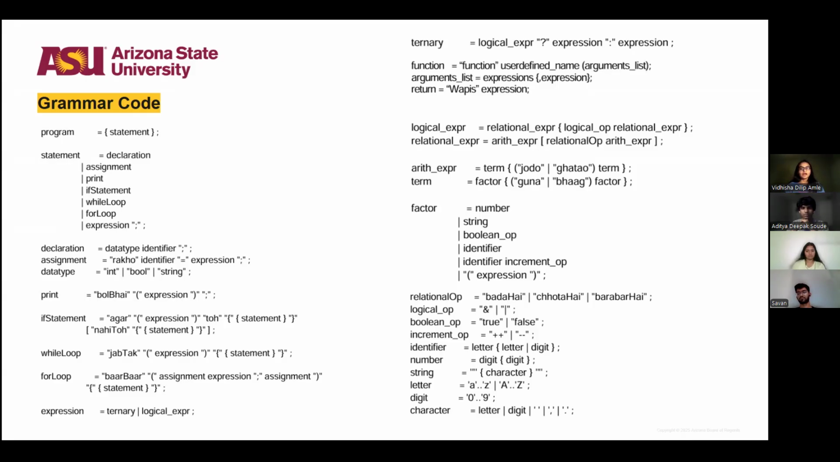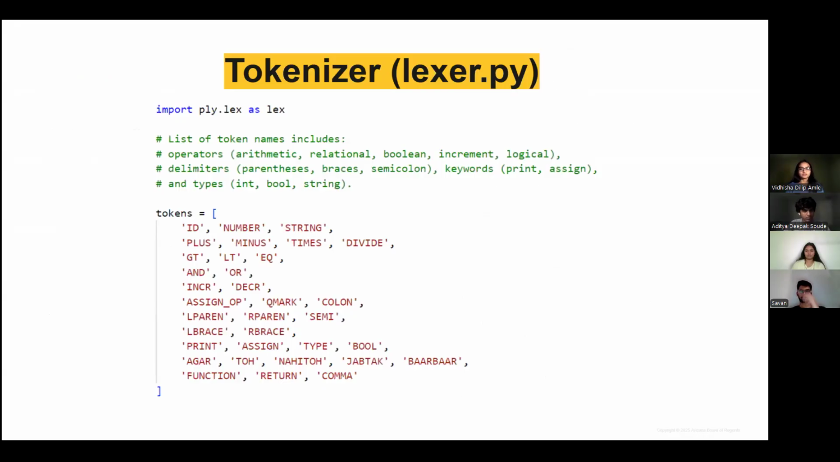And finally, we have the print statement, that is bol bhai, which is our print command. It supports all the data types: numbers, booleans, and strings. So in short, these grammar rules ensure that the language is expressive enough to handle any logical computation and control flow. Now we'll look at the lexer, that is the tokenizer part.